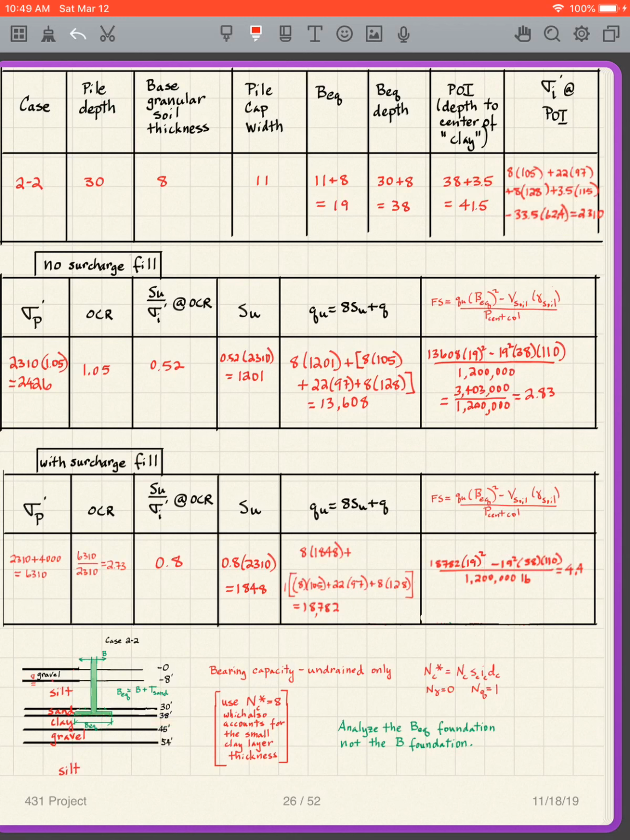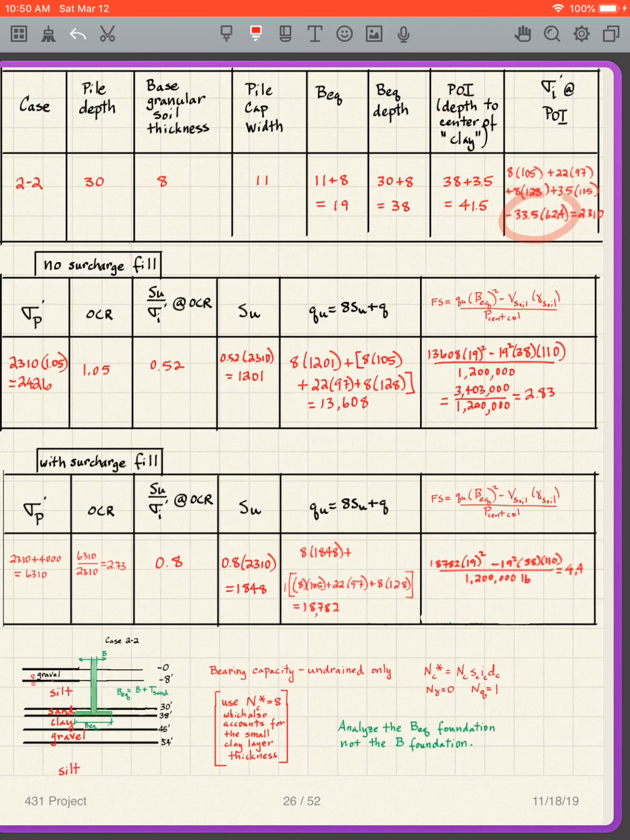And that means that we're interested in the sigma prime I at that point of interest. And you can all get this. We take this, we're at 41.5 feet, so we have 8 times 105, 22 times 97, 8 times 128, and 3.5 times 115. If I add up all those circled numbers, I get 41.5. So you should add those numbers up, and they should equal the depth to the center of our clay layer.